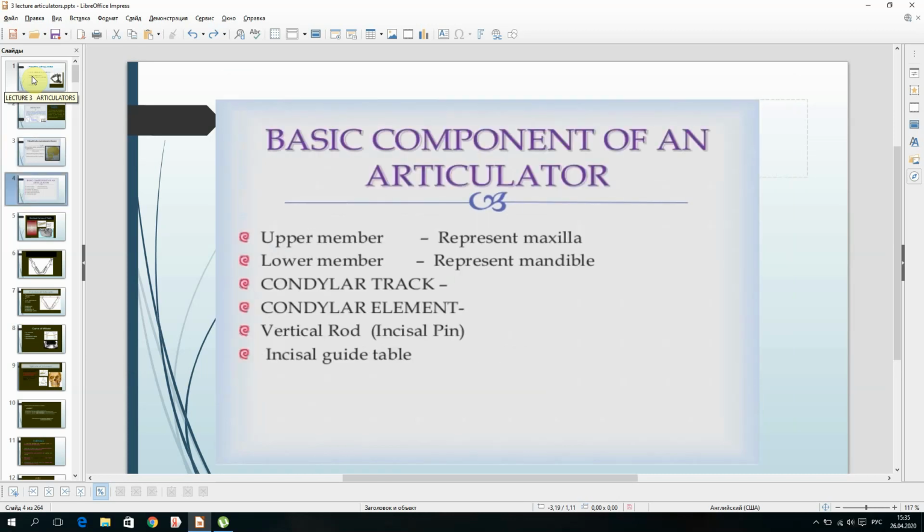Basic components of an articulator. Upper member represents maxilla. Lower member represents mandible. Condylar track, condylar element, vertical rod, incisal pin, incisal guide table.